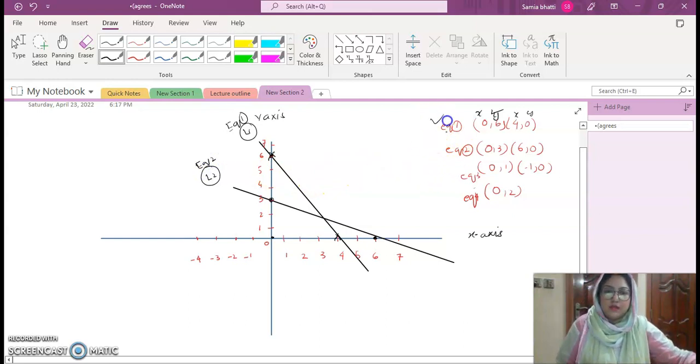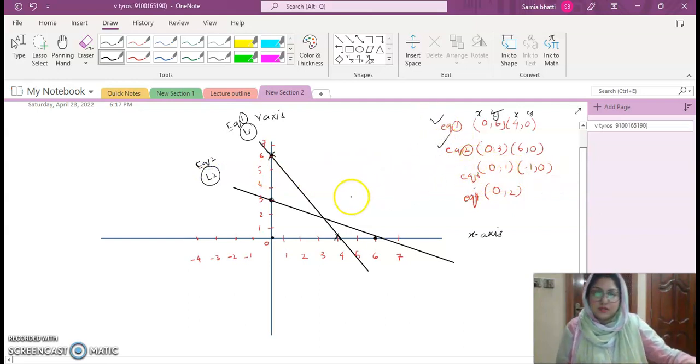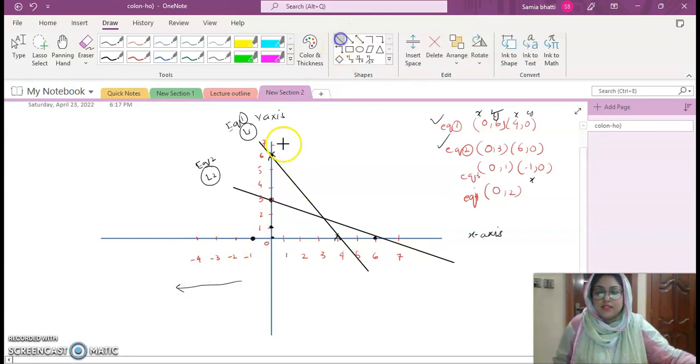Then line 1 is done, line 2 is done, now line 3: 0, 1 and -1, 0. Again 0, 1, where 1 is on y. So here I'm pointing 1 and -1, 0. Minus means we are moving to the left side of the x-axis. It's horizontal, it's the x-axis, but it is minus, so we move to this side of the y-axis. So there is -1, marking it, and again we can create a line that runs through both of the points, and I label it L3. It has come from equation 3.